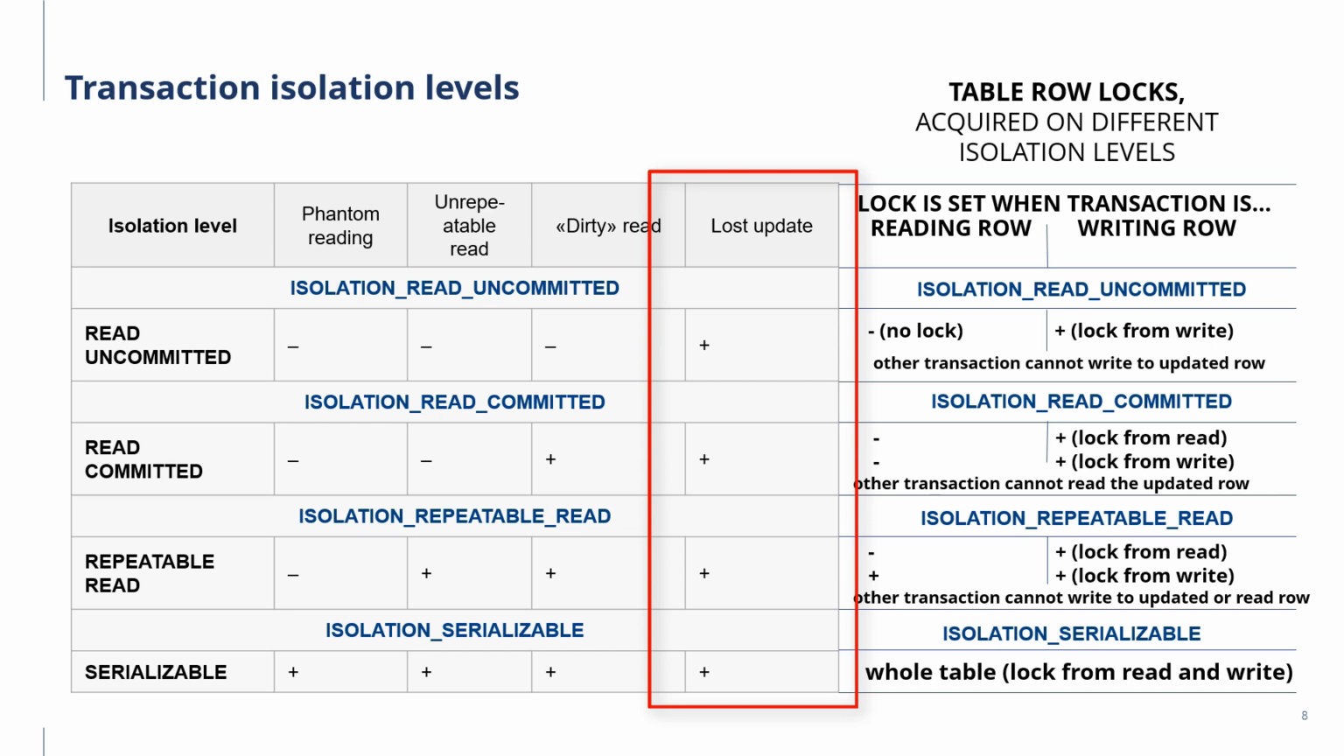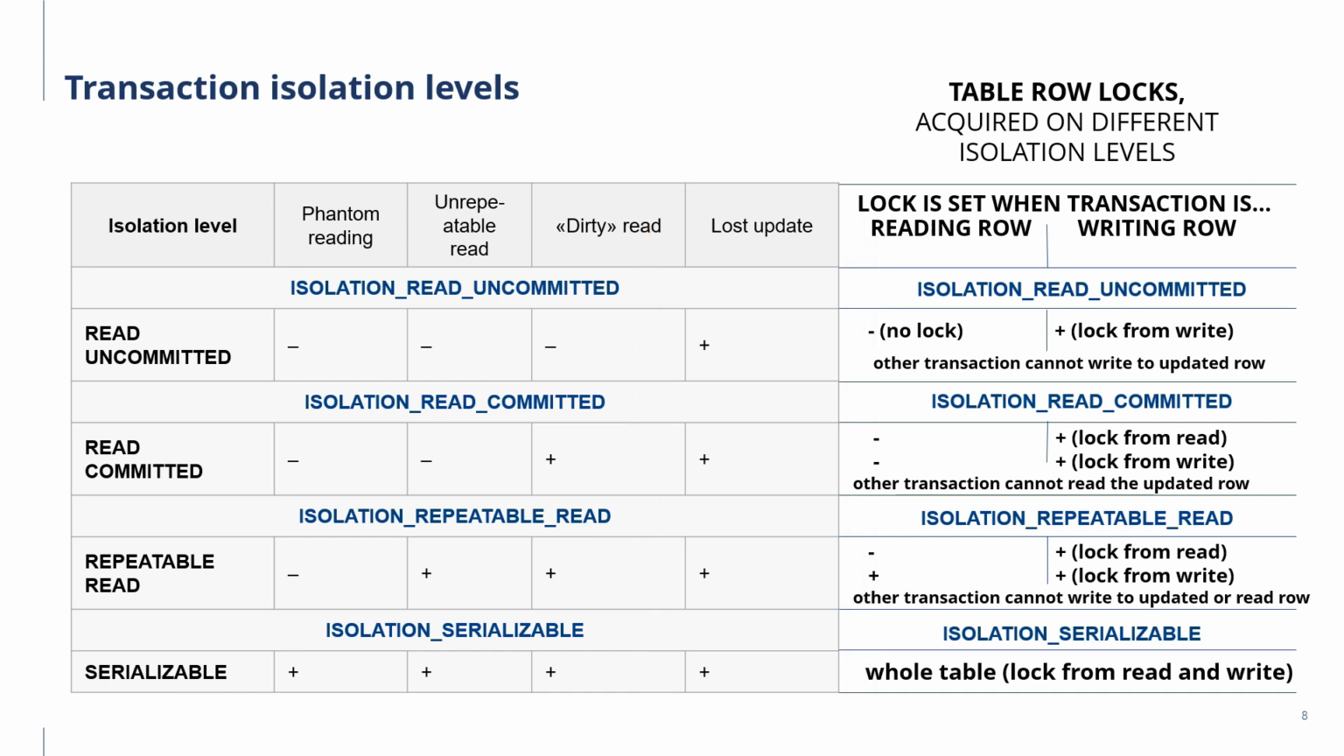For example, the lost update problem has a plus in front of it, no matter which the isolation level is. So we were saying that the lost update problem is the most important problem, and we should always address it. So the read uncommitted isolation level will address the lost update problem, but will not address the other ones: dirty read, unrepeatable read, and phantom reading.